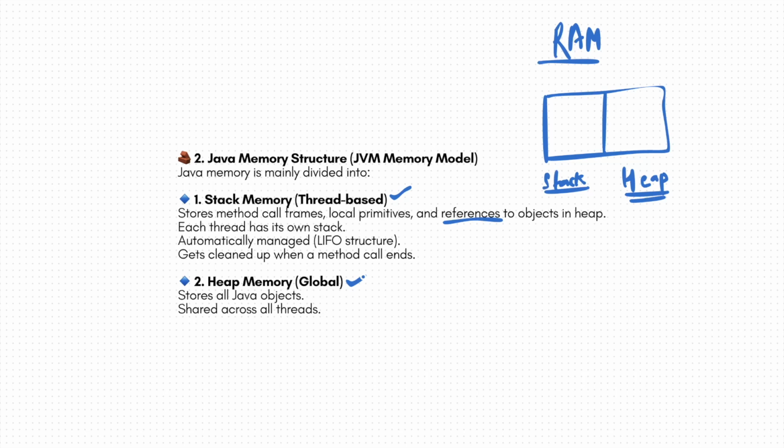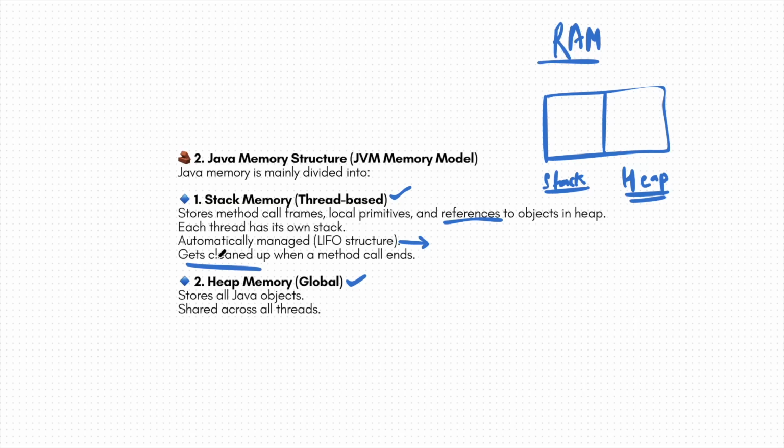I'm going to explain you everything in detail, but for now just gather the information that stack memory is a thread based memory. It stores all the local variables, all the references, and all the method calls. Each thread has its own stack and it is automatically managed. So we all know that stack works on the LIFO structure. So this particular memory, stack memory, also works on LIFO structure. And this is a temporary memory. This gets cleaned up when a method call ends.